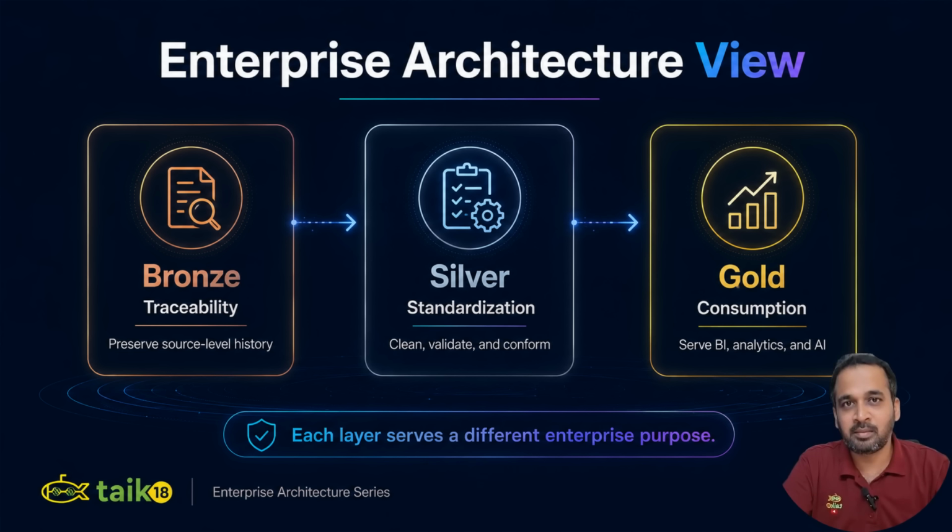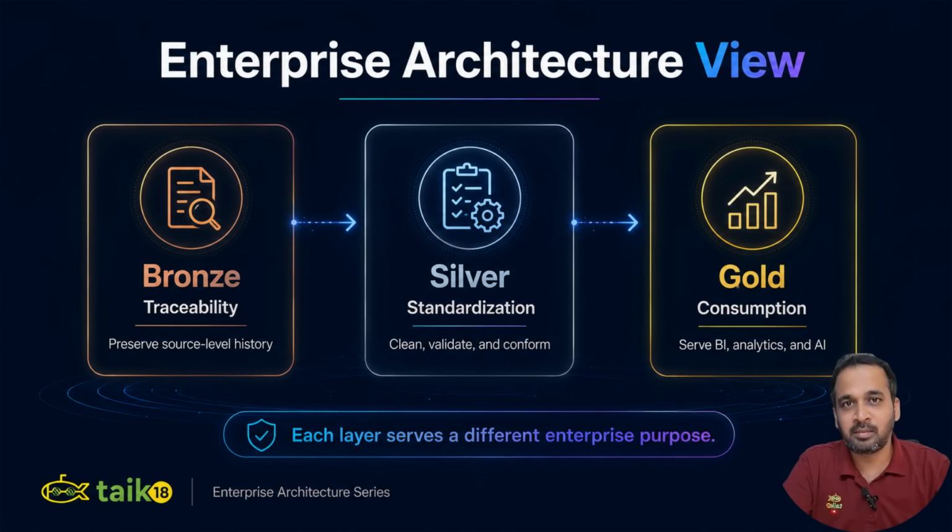This structure helps multiple teams work together. Data engineers may focus on bronze and silver. Analytics engineers may work on silver and gold. BI teams may consume gold through semantic models. Governance teams may define access, quality, lineage, and certification. Business owners may validate gold metrics and definitions. So, Medallion architecture creates a shared operating model for enterprise data.